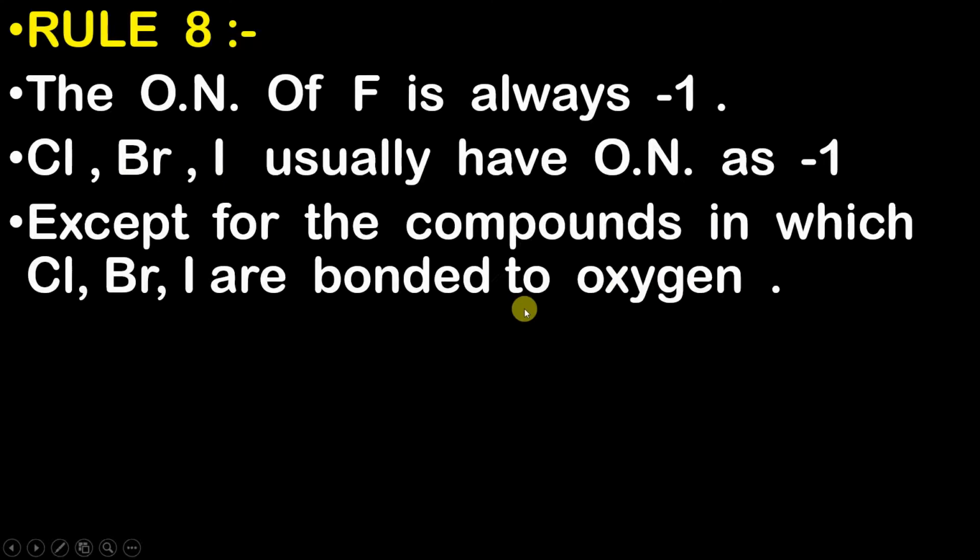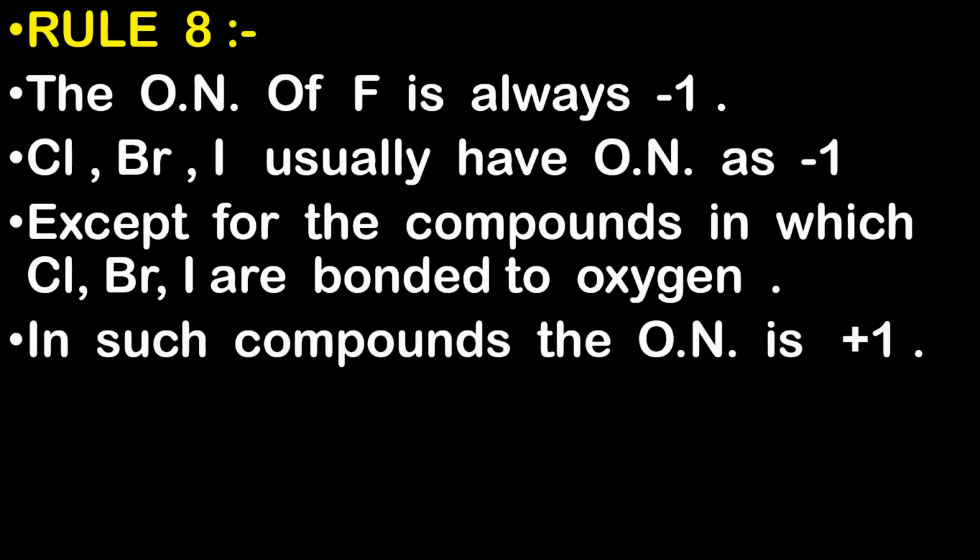There the oxidation number will turn to plus 1. So usually chlorine, bromine and iodine will have minus 1, but in a molecule where they are bonded to oxygen, their oxidation number will turn to plus 1. So again, this was quite an easy one. Now I hope, guys, you have understood all the 8 rules.